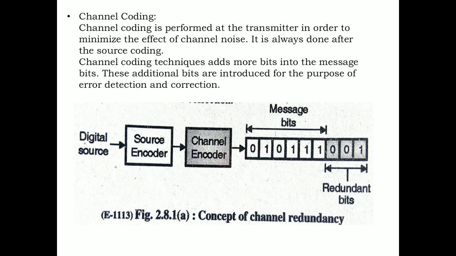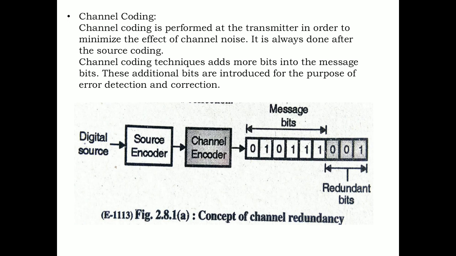Next is channel coding. Channel coding is performed at the transmitter in order to minimize the effect of channel noise. It is always done after source coding. The channel coding technique adds more bits to the message bits. These additional bits are introduced for the purpose of error detection and correction.